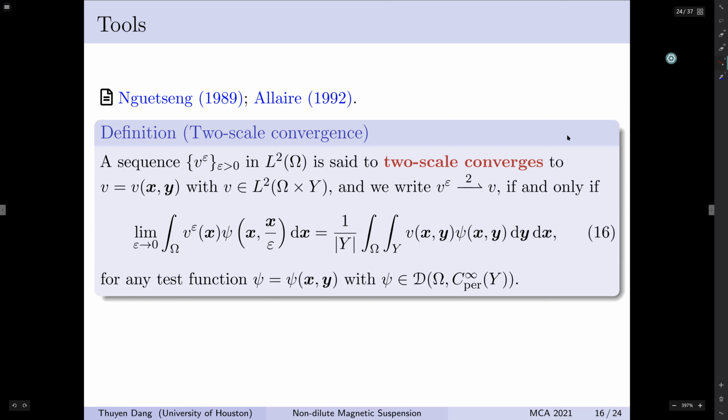In fact, if you test the sequence V epsilon by a highly oscillating function psi, then this integral will converge to the average of the product of the two functions. So by density, you can extend this function space into some two-scale function spaces like this one or this one. The most useful property of this notion is that every bounded set in L2 is pre-compact in the topology of two-scale convergence.